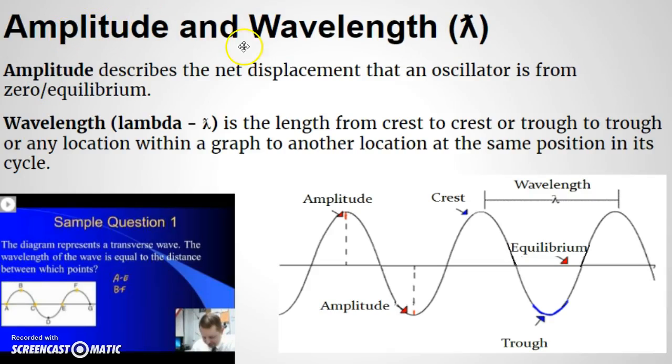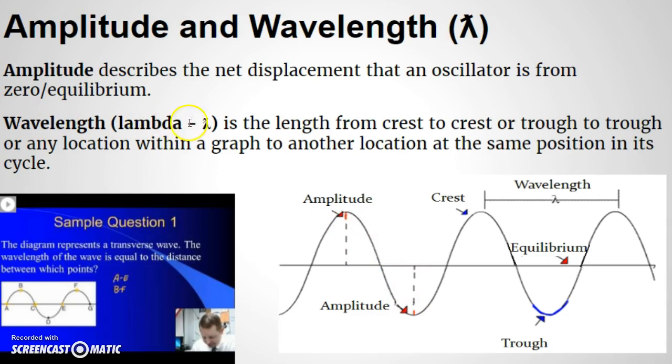This lecture is going to be on amplitude and wavelength, and here's the symbol for wavelength, lambda. Amplitude describes the net displacement that an oscillator is from zero or equilibrium. When we graphed the pendulum that was oscillating, we said that the amplitude is going to be the difference between the highest point and equilibrium. So here I have an amplitude, and here I have an amplitude.